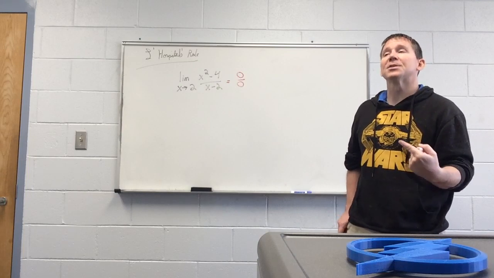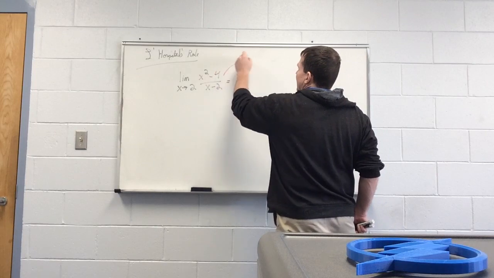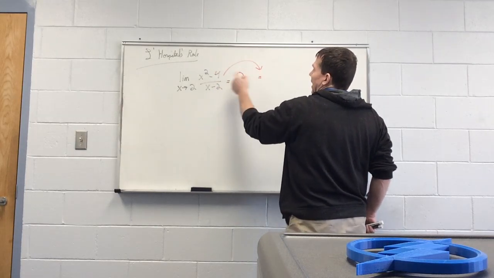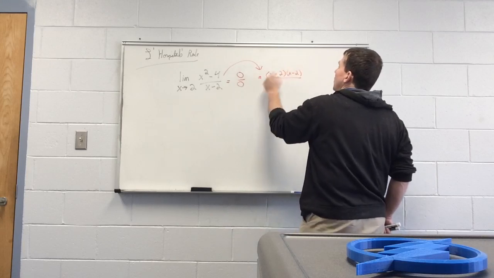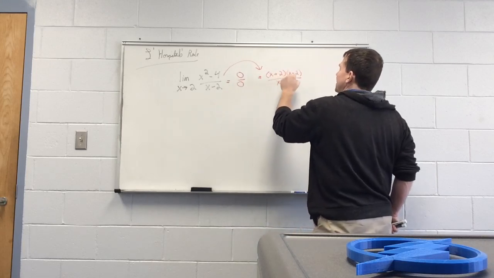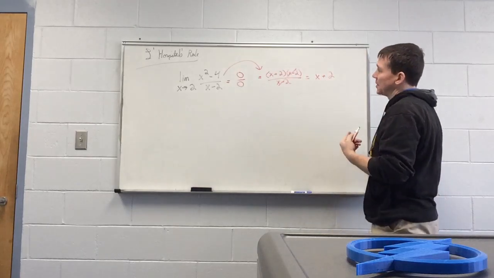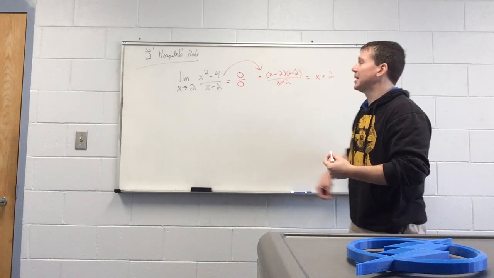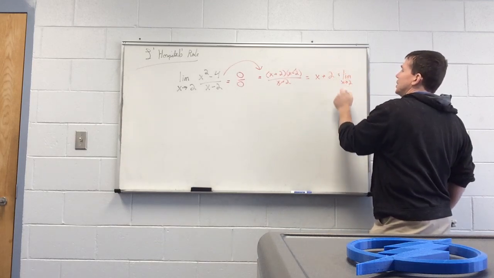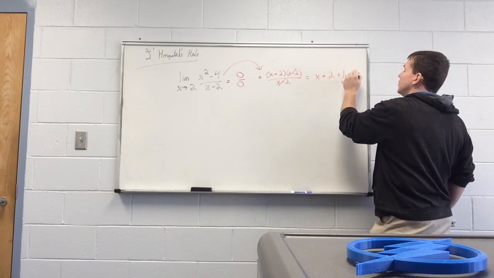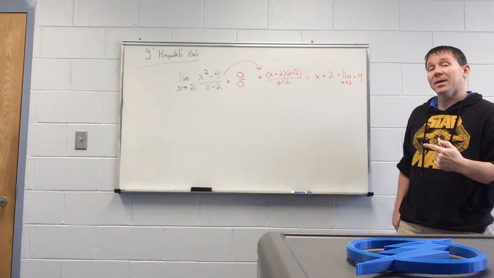One way you learn to solve this particular one in Calc 1 is to factor it. And if we factor that, we get x plus 2 times x minus 2, all over x minus 2. These factors cancel, I'm left with x plus 2. Now I plug in 2 again, and I get the limit as x approaches 2 is 2 plus 2, which is equal to 4. And that's one way to do it.